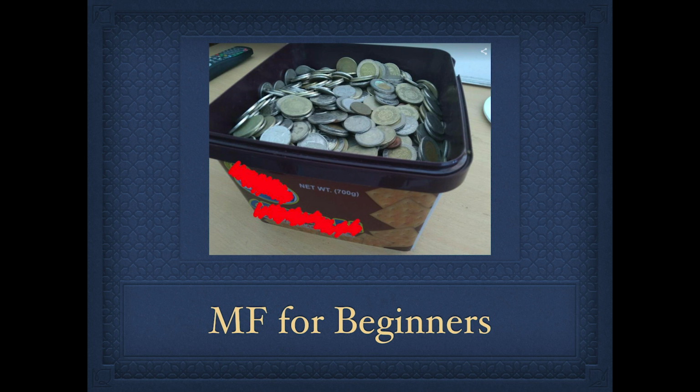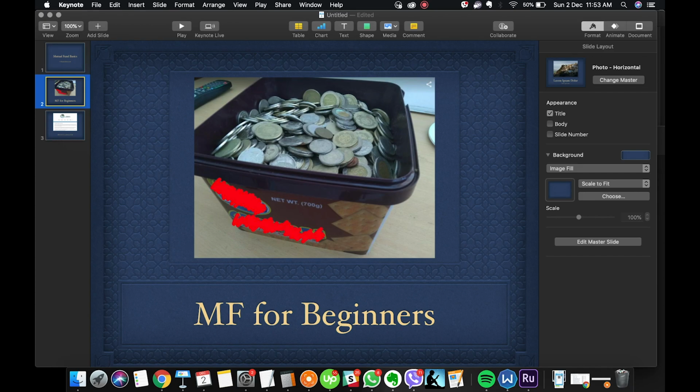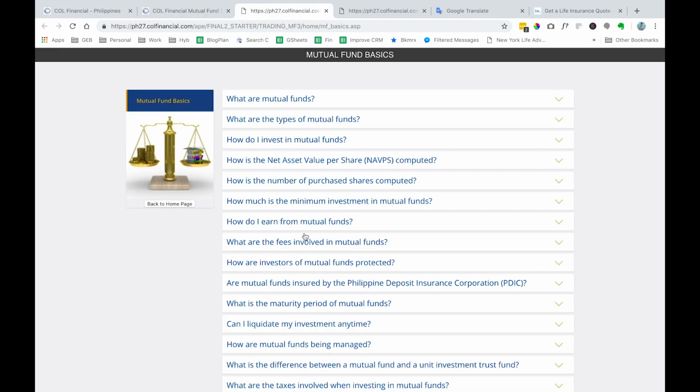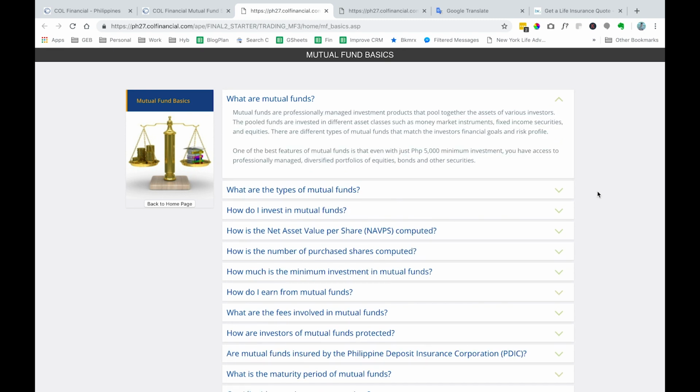I used my Alcancia before, and so what we're gonna depend on would be the COL Financial resource, which is found in your account. If you have a COL Financial account ready, just go to your website, and there's a tab there called Mutual Funds. Once you click there, you will be led to this window, and then just click Get Started. I'm going to share with you the mutual fund basics section, just 5 sections regarding the basics of mutual funds.